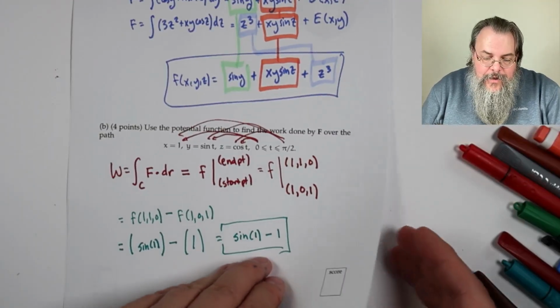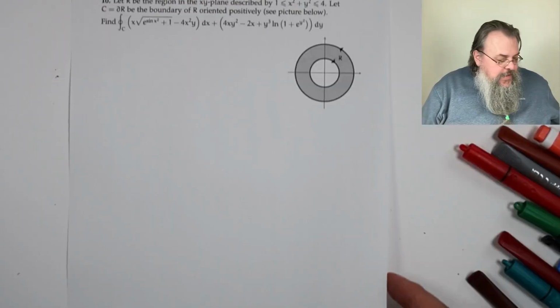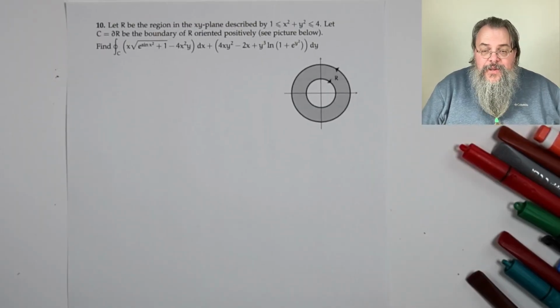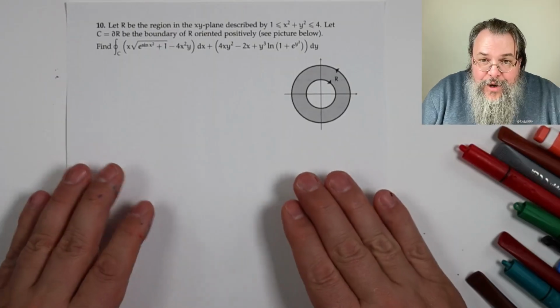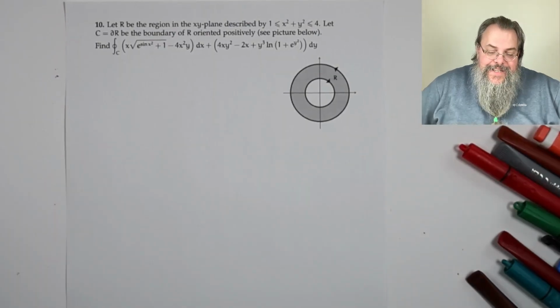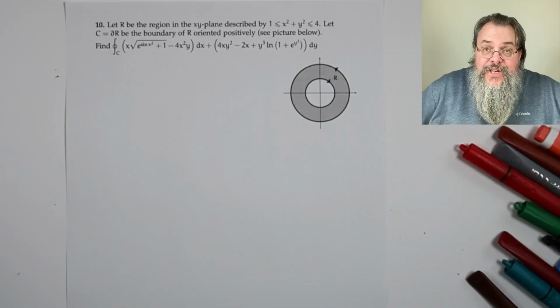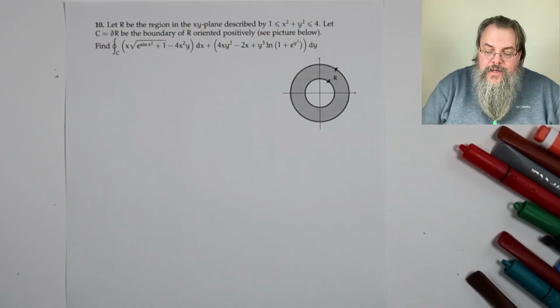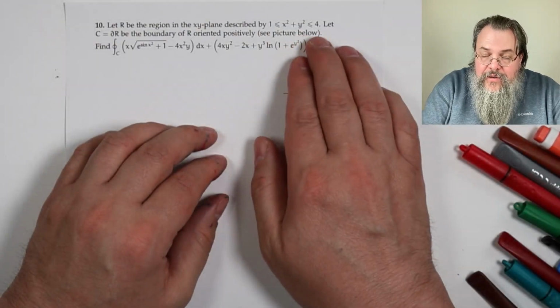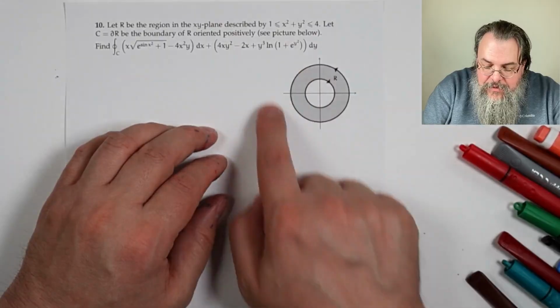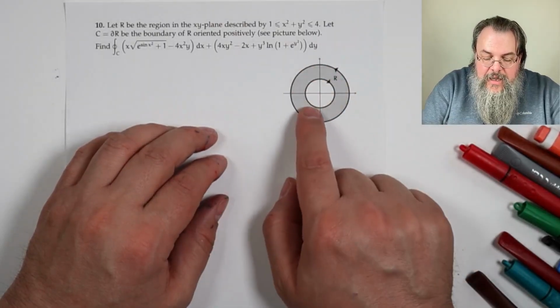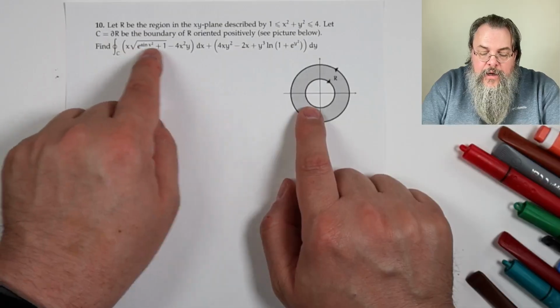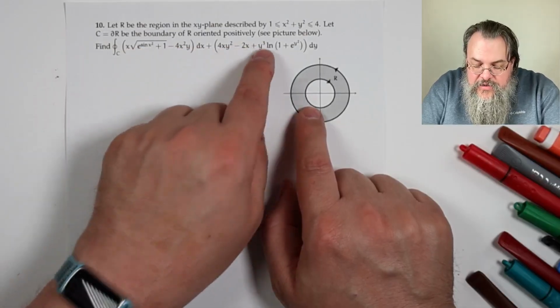All right, well, we want to make sure we finish on time, and we still have one more problem, so let's do our last problem. Number 10. Let R be the region in the xy plane described by 1 less than or equal to x squared plus y squared less than or equal to 4. So they gave us this picture here. And let C equal boundary of R be the boundary of R oriented positively.